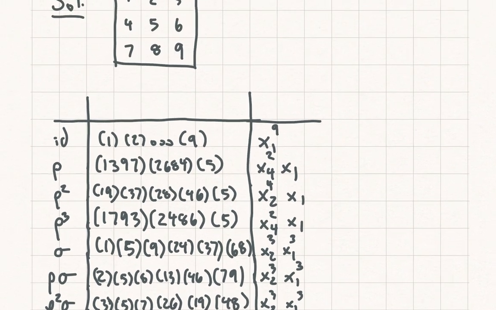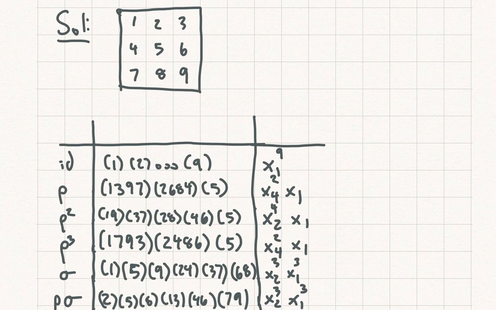So let's just see the rotation rho. What is rho going to do if you rotate this 1 turn clockwise? Well, 1 is going to go to 3, 3 is going to go to 9, 9 is going to go to 7, 7 is going to go back to 1. So that is that cycle. And then 2 is going to go to 6, which is going to go to 8, which is going to go to 4, which is going to go back to 2. So that's that guy. And 5 goes nowhere. So 5 is fixed under rotations here.